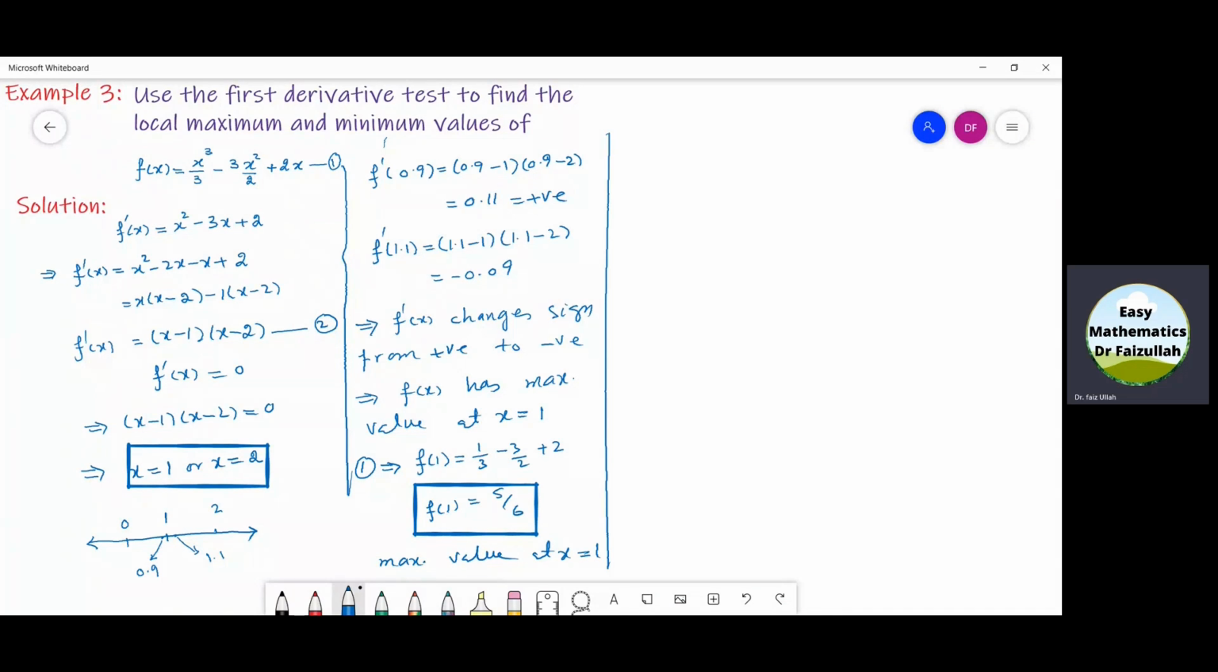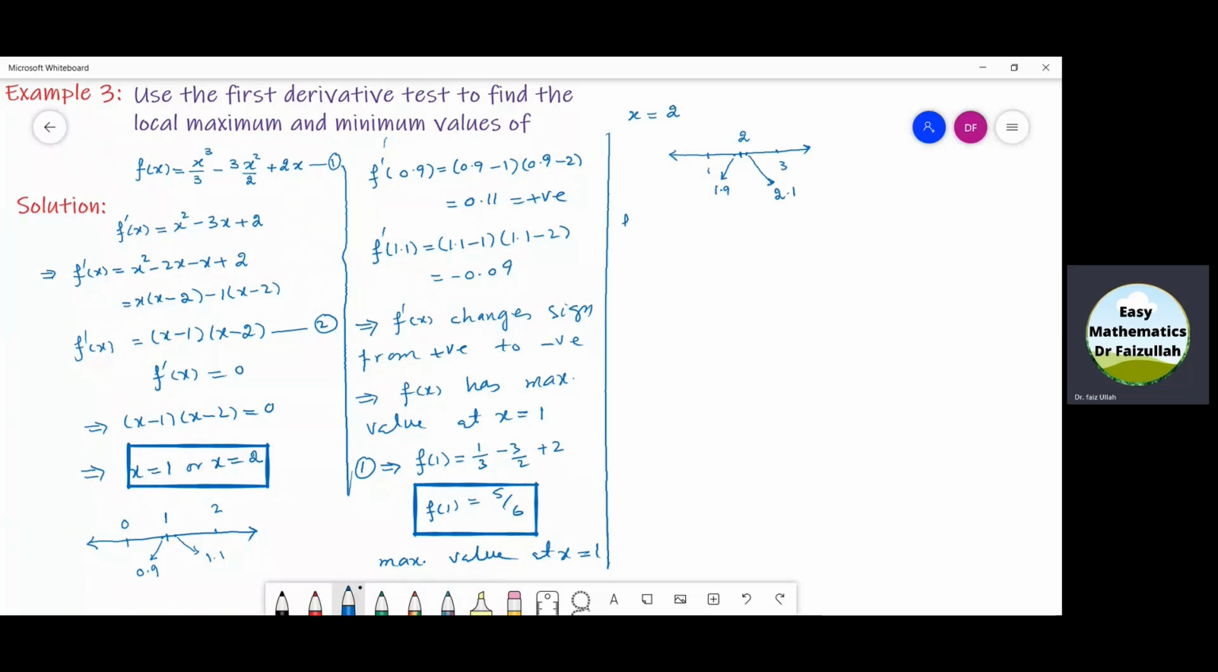Now let us see the nature of the function at the next critical point, x is equal to 2. We will repeat the same procedure. Let us indicate 2 on the real line. On the left hand side we have 1, 0 and so on. On the right hand side we have 3, 4 and so on. So we need a number which is a little less than 2 but very near to 2. So that number is 1.9. And we need another number which is greater than 2 but very near to 2. So that number is 2.1.